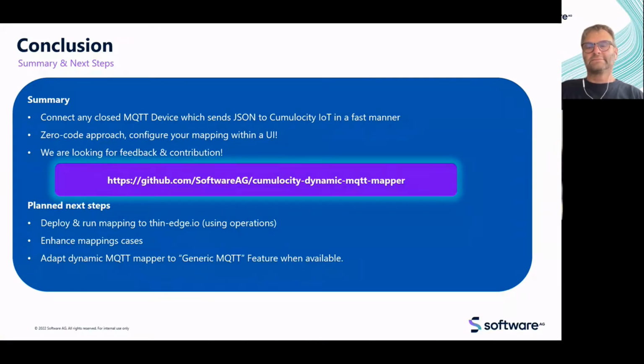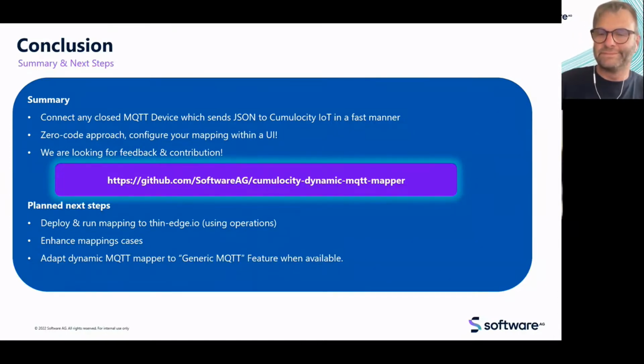So it would be really nice if we can take that mapping and deploy it to the SynEdge and actually execute it on the SynEdge as we did on the Cumulocity IoT. This is something we have in mind. We have prepared it already with the operations, so we can send an operation with a mapping to the SynEdge, and then the SynEdge, of course, needs some kind of runtime to execute the mapping and adapt it a little bit. Again, we are looking forward to your feedback so we can enhance the mapping cases. So if you have anything, get in contact with us.